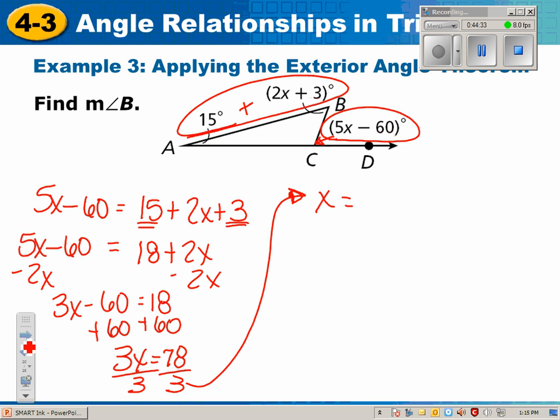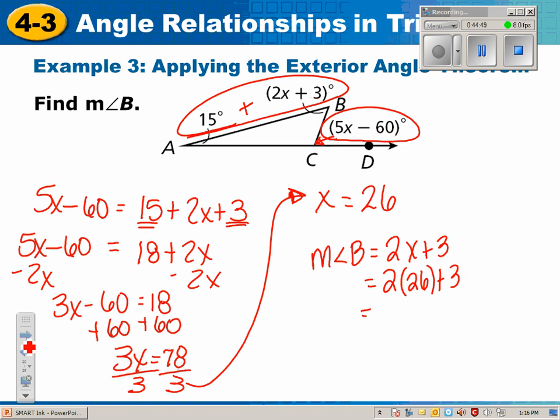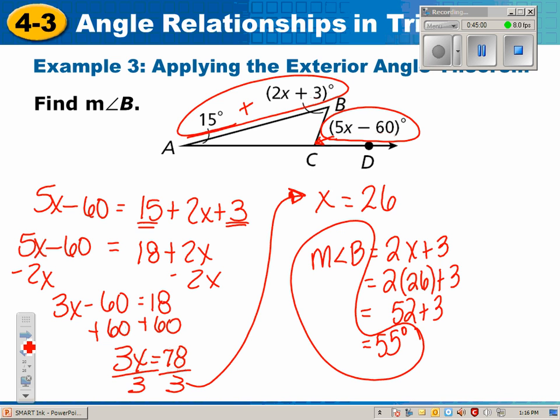Everybody agrees 26? Okay. Is x what I'm looking for, though? No, what does it want? Measure angle B. So the measure of angle B is equal to 2 times x plus 3, or 2 times 26 plus 3. What's 2 times 26? What's 52 plus 3? And Andrea, what do I need to remember to put? Degrees. Very good. Questions? What theorem did I just use? Exterior angle theorem.